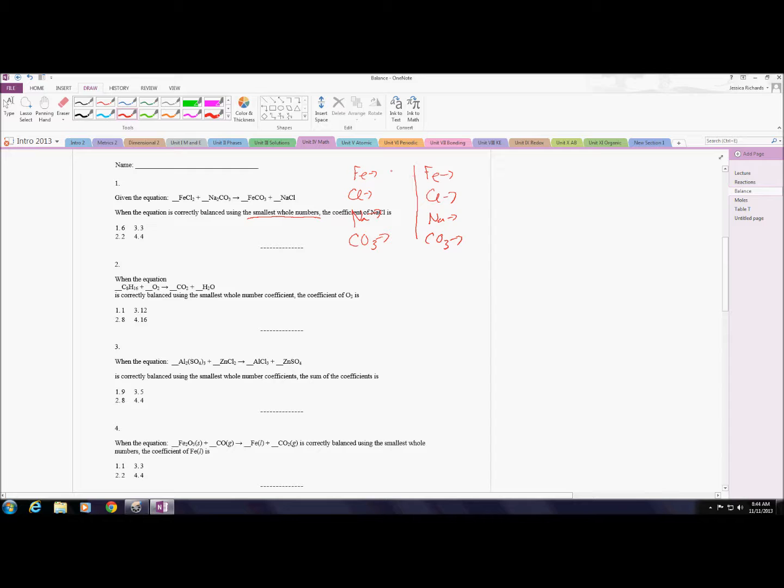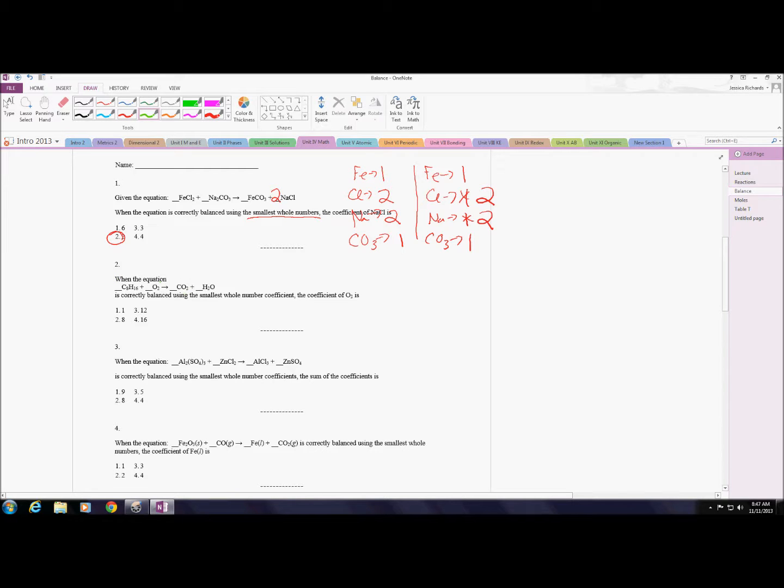So 1 iron on the left, 1 iron on the right, 2 chlorines on the left, 1 chlorine on the right, 2 sodiums on the left, 1 sodium on the right, 1 carbonate on the left, and 1 carbonate on the right. So my chlorines are wrong. I need 2 chlorines on the right-hand side, so I'm going to put a coefficient of 2 here. That changes my chlorines. It also changes my sodium, and now my equation is balanced. So if they want to know the smallest whole number coefficient for the NaCl, your answer would be 2.